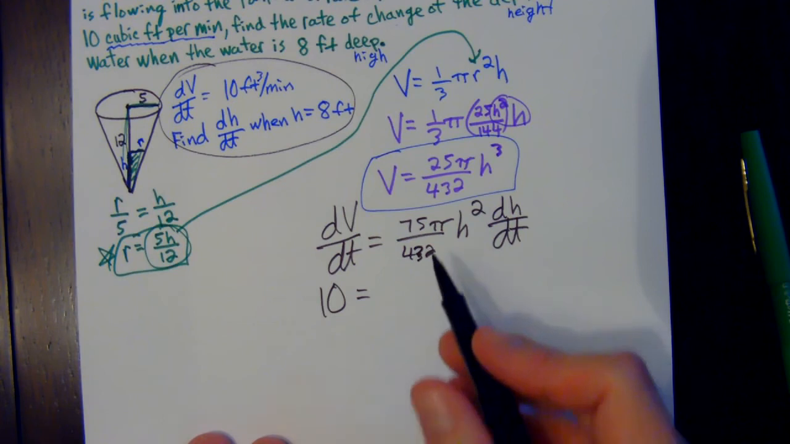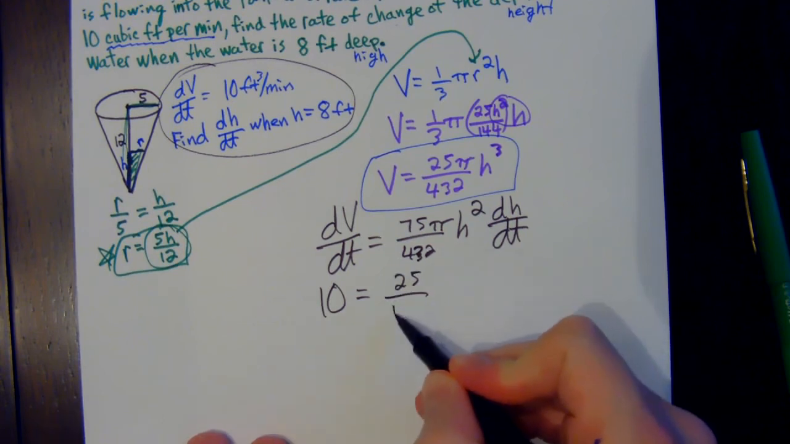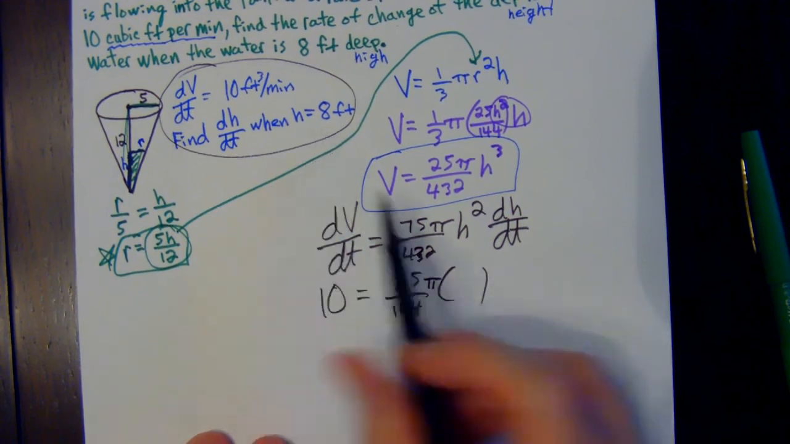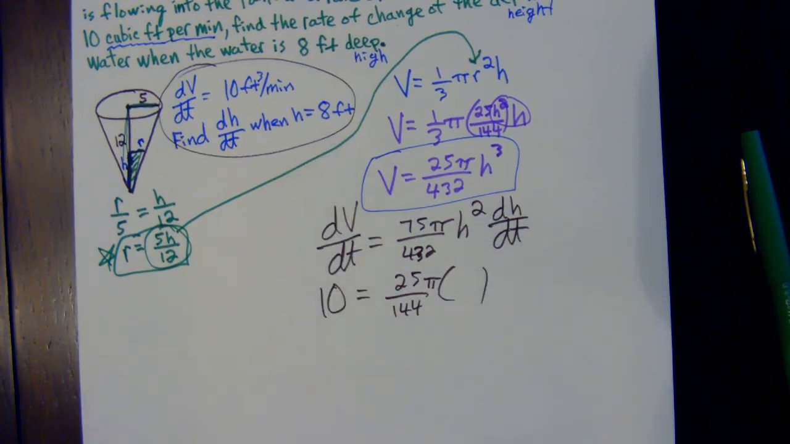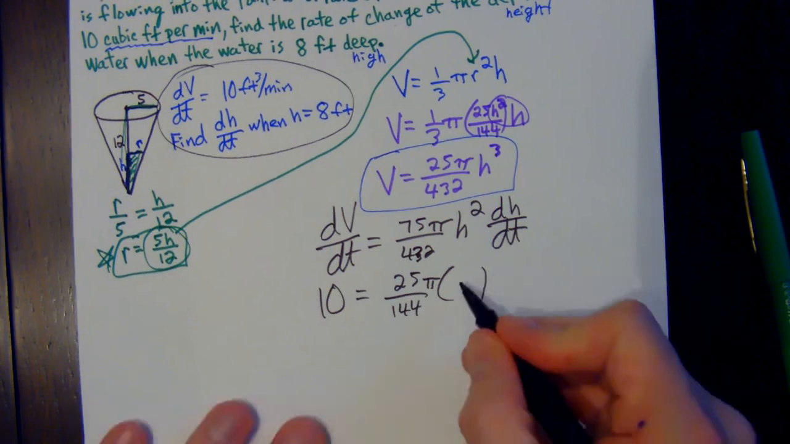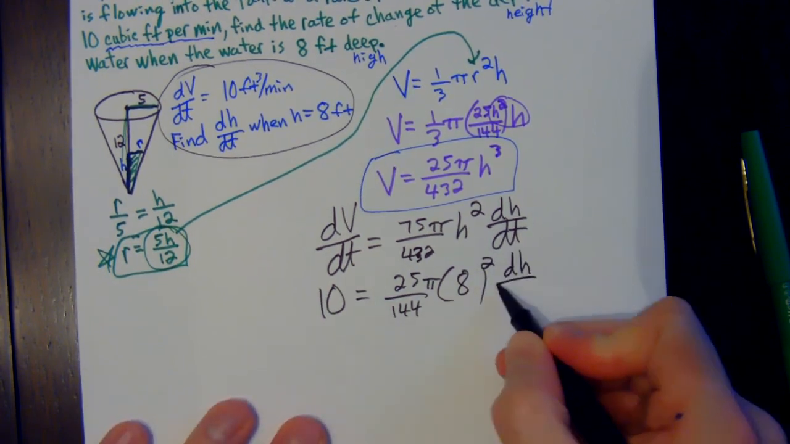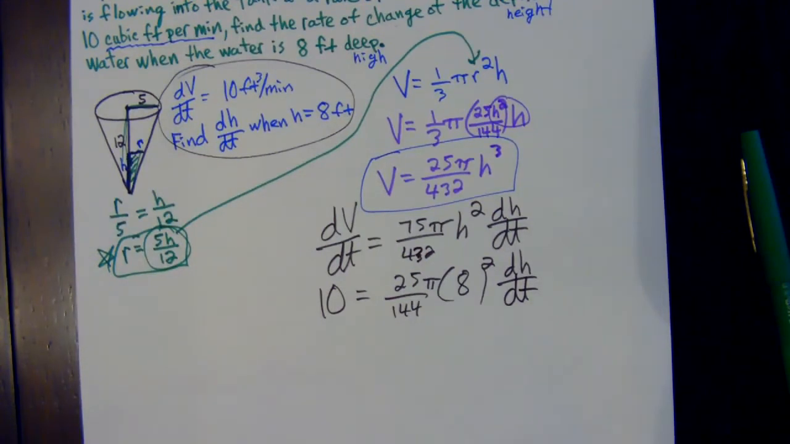75 over 432, that actually reduces to 25 over 144. So I'm going to reduce that fraction. And then the h, now we can plug it in because we're pausing the problem at the instant that water is 8 feet high. So you can plug in the 8 squared there. And then you don't know the dh/dt, but that's fine because that's what you're trying to figure out. But look how simple this is. You set it up to solve this thing. You just got the one variable right there.